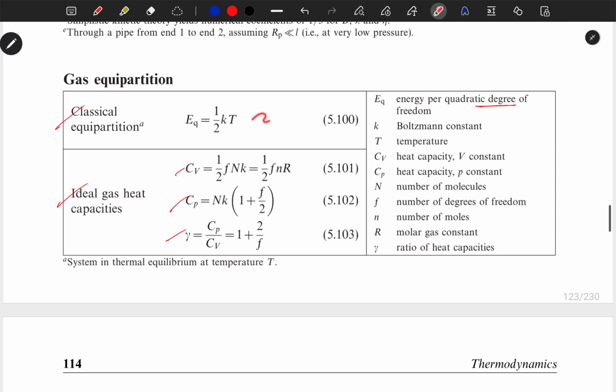Gas equipartition: individual degrees of freedom will get half kBT. Cv equal to f by 2 n kB T. Cp equal to f by 2 plus 1 n kB T. Gamma equal to Cp by Cv equal to 1 plus 2 by f.